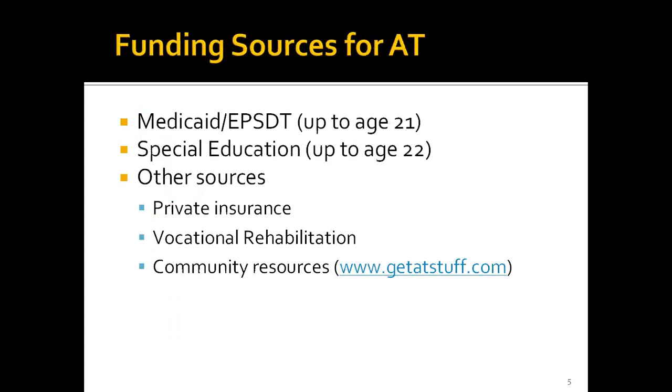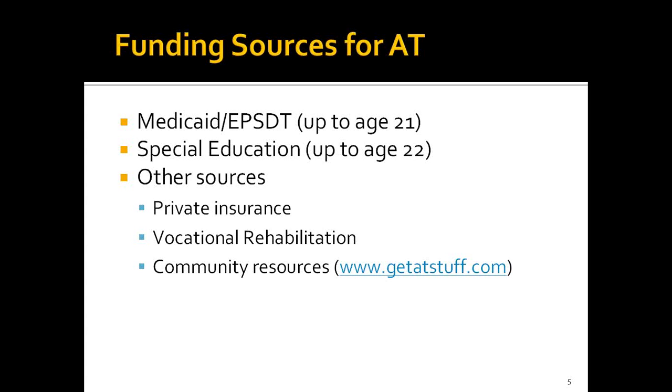So if we go to the next slide, I just wanted to list specifically the funding sources. As I said before, Medicaid and EPSDT, which is early and periodic screening, diagnosis, and treatment. Basically what that means is children's Medicaid. It's a separate set of standards for Medicaid recipients up to age 21, and it's more broad and inclusive than adult Medicaid, so more can be covered under EPSDT.